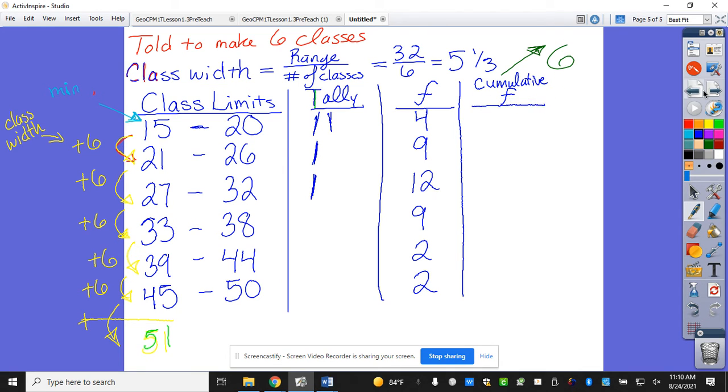Not what I wrote here. What could I find out of frequencies? I could convert them to what? What can I convert frequencies to? Percents. I could do that from there.